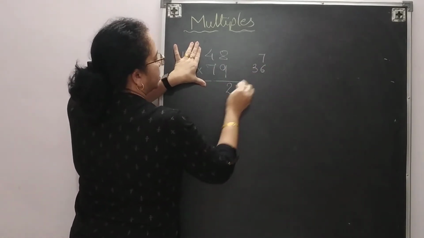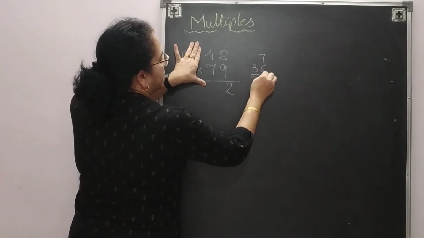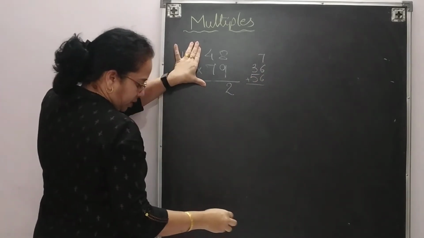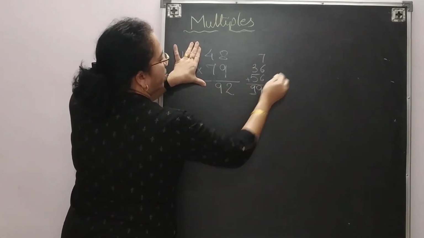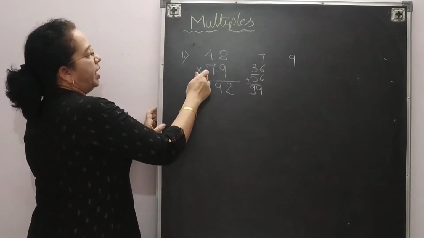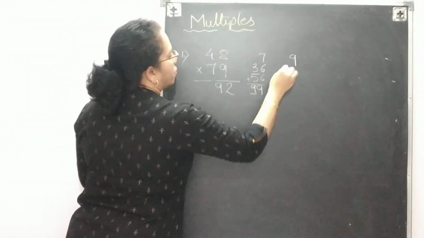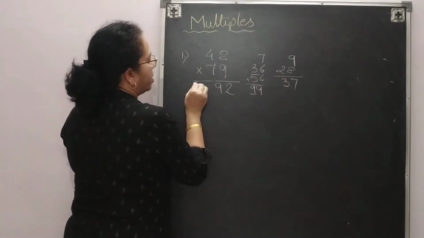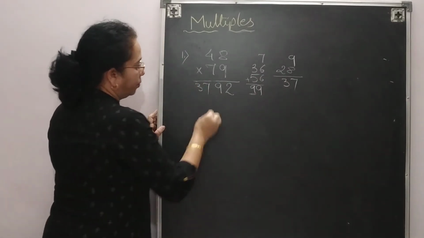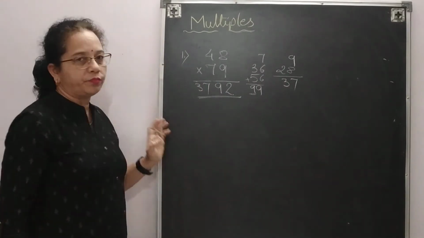9 4s are 36. 8 7s are 56. Add all the 3 numbers and your sum will be 99. So write 9 here and 9 will be carry over, and then multiply 4 7s are 28 and add this. Your answer will be 37. Write down 3792. This is the product.